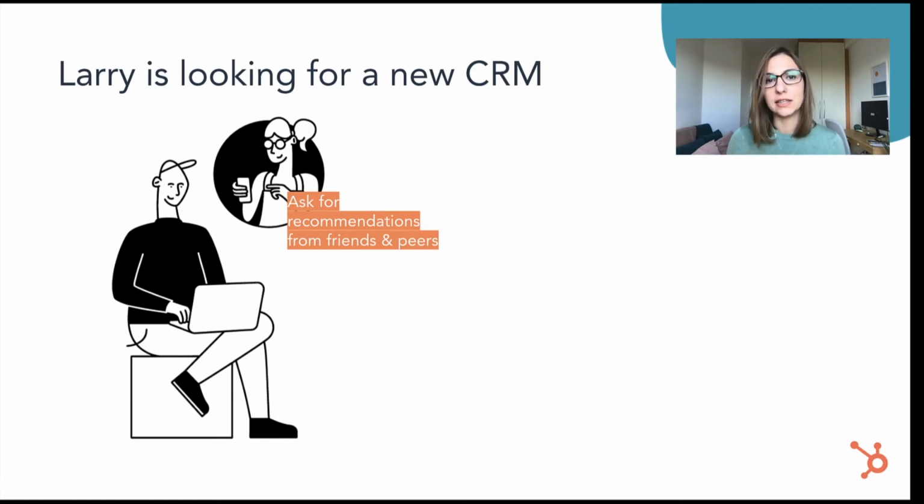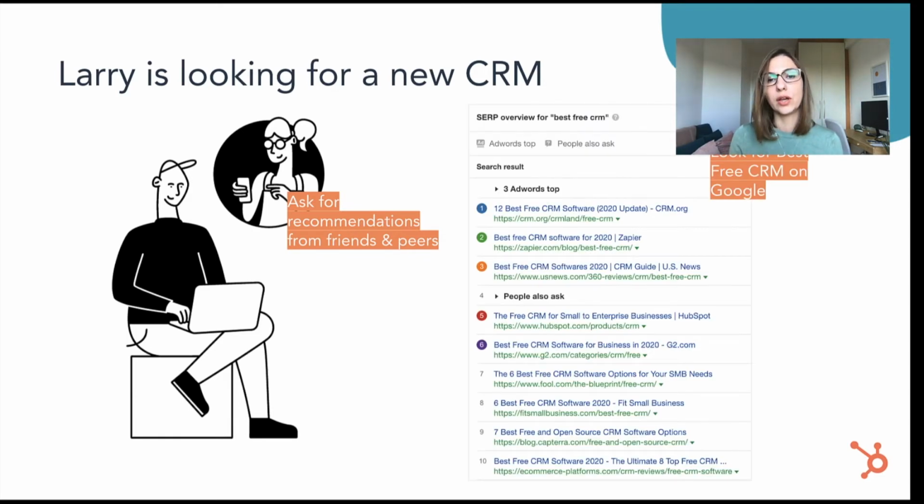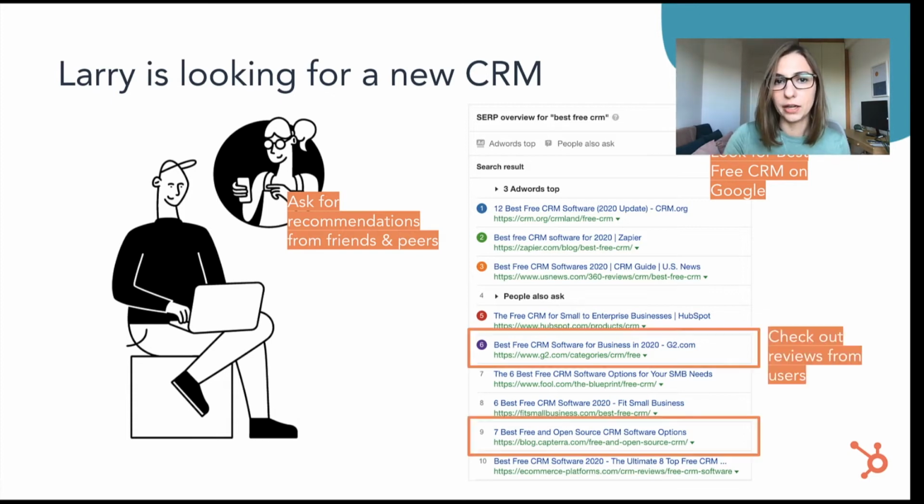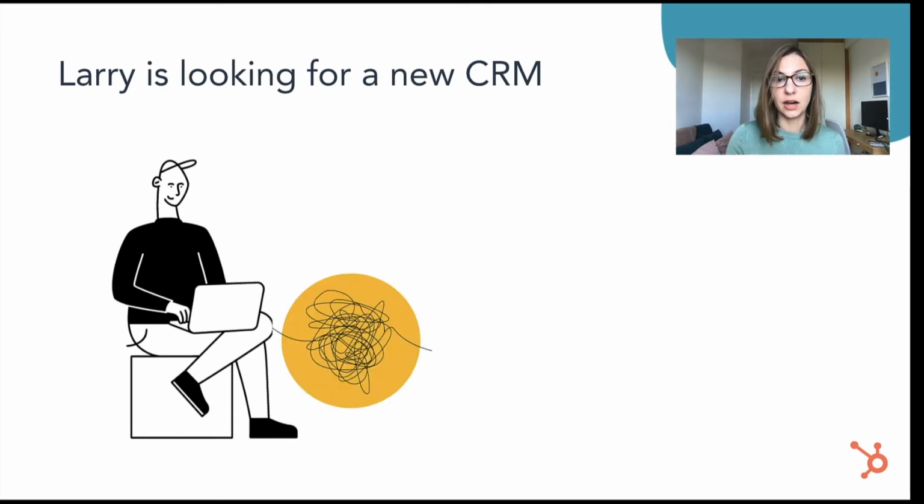After he gets these preliminary recommendations, he then goes to search engines and looks for options there. He might use queries like best free CRM, best CRM for small medium businesses, and so on. Once he's got a list of options, he might go into review websites to check out what other users are saying about the CRMs he's interested in. He goes back and forth between exploration and evaluation of the potential options until he finally makes a purchase decision.